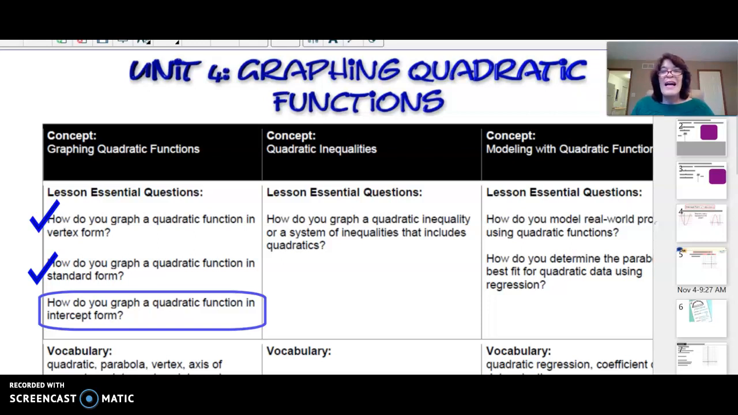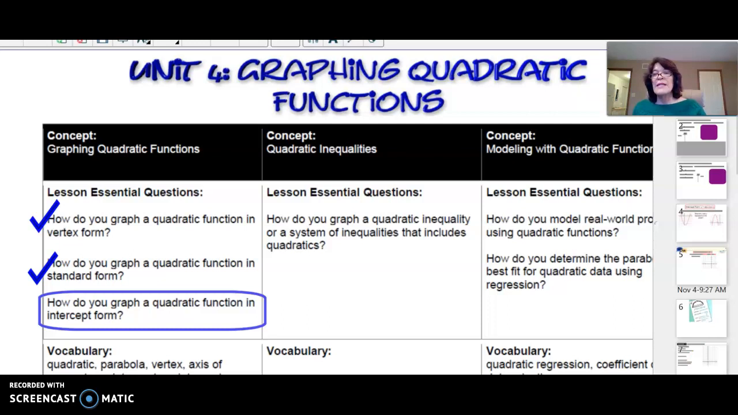Hey gang, I am on the last type of form for the quadratic equation. Remember we had three types of forms for lines. There was slope-intercept form, right? Then we had standard form. We did point-slope form a little bit. There are three types of equations for quadratic functions, parabolas as well.